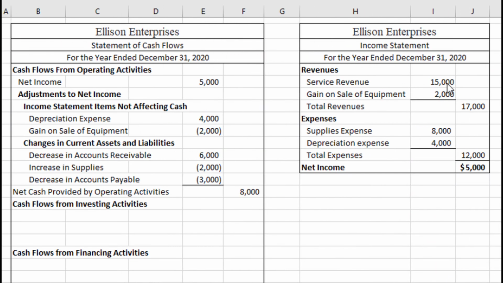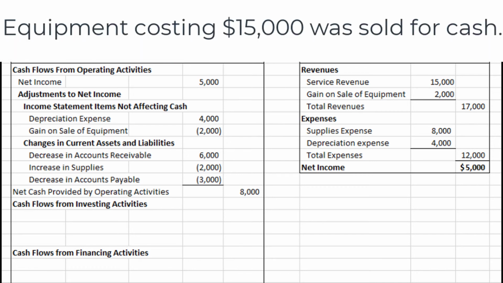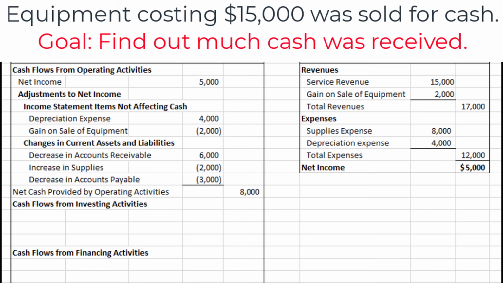So usually what I do is I look at the additional information one piece at a time, and most of it will concern either the investing or financing activities, and that will get you most of the way, if not all the way done with these two sections. The first piece of additional information tells us that equipment costing $15,000 was sold for cash. Now we know that equipment is a long-term asset, so this is going to be an investing activity. Our goal here is to figure out how much cash was received for the sale of equipment here.